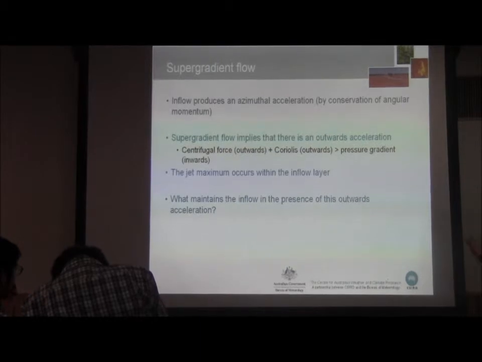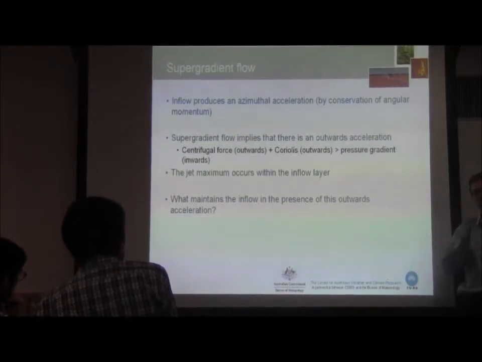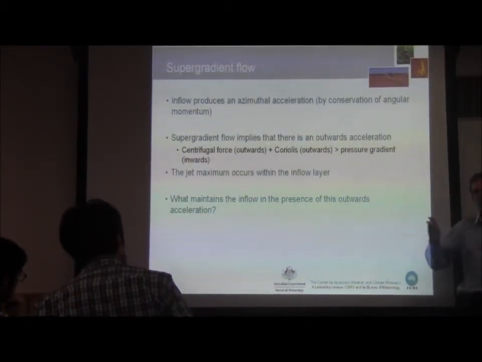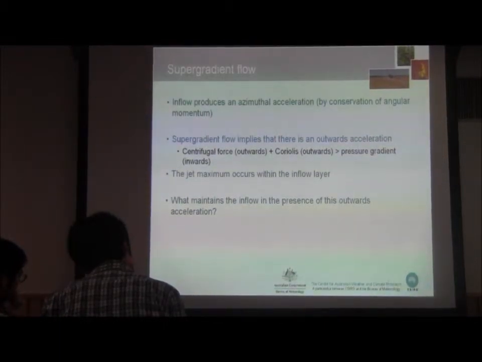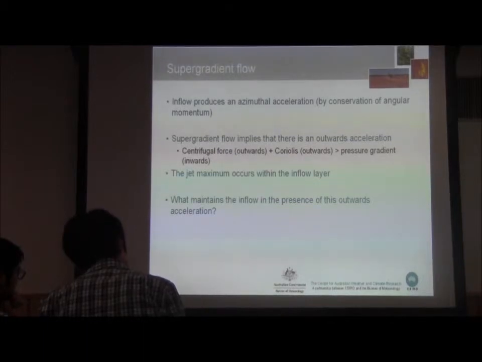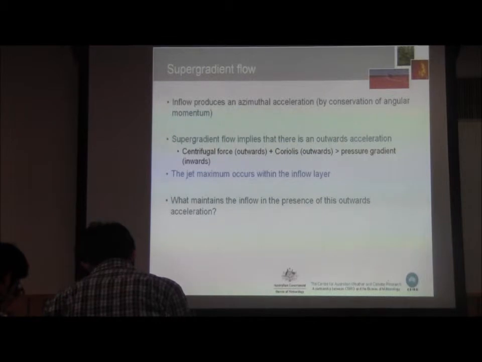So how do you manage to maintain inflow in the presence of that outward acceleration? Because if you didn't maintain the inflow, you're going to lose the supergradient flow. It's essentially going to be a rotating version of geostrophic adjustment, where in geostrophic flow, if you have flow that's supergeostrophic, then it will begin to accelerate up the pressure gradient. And as it accelerates up the pressure gradient, it will consume potential energy and slow down until it's back in gradient balance.